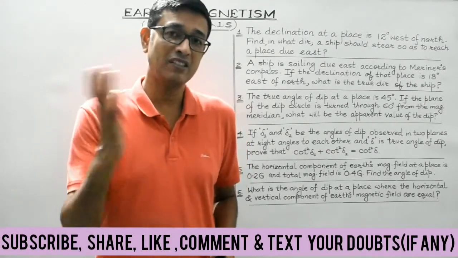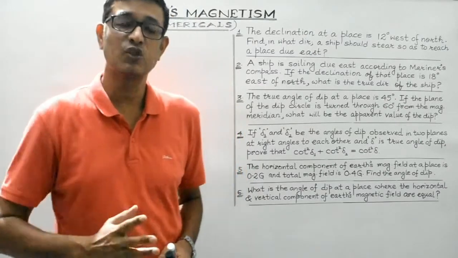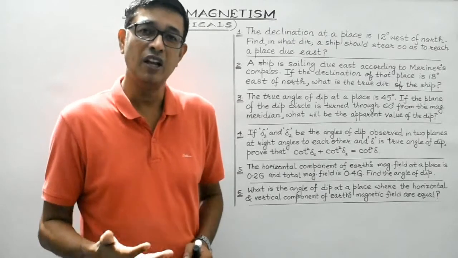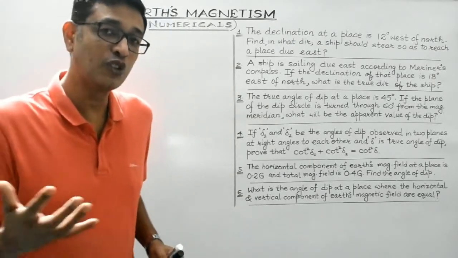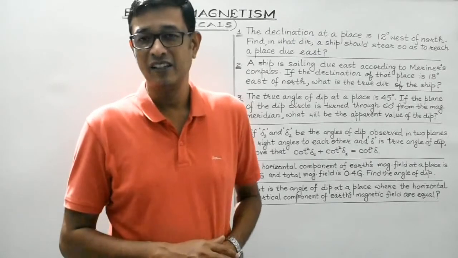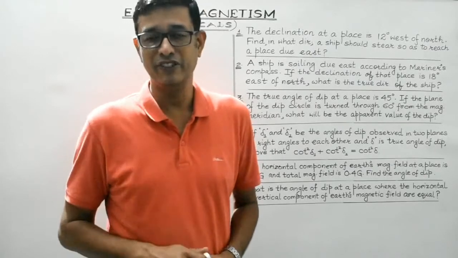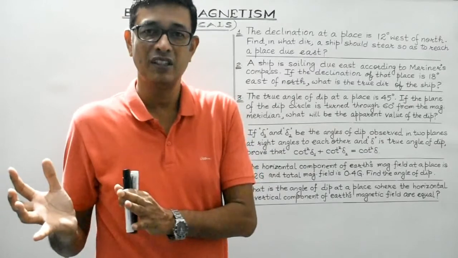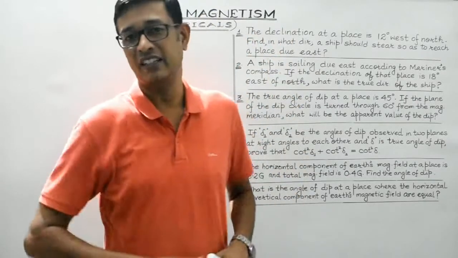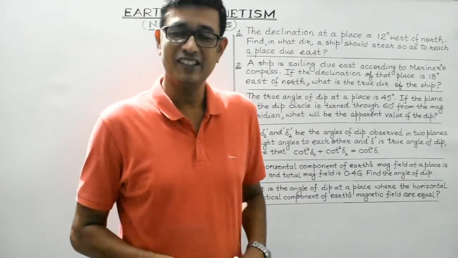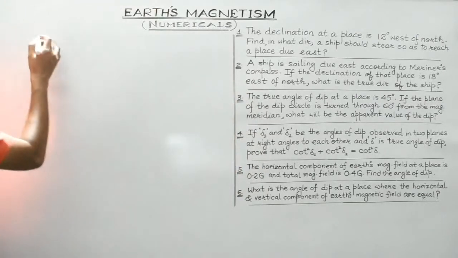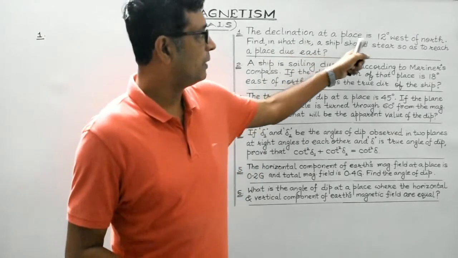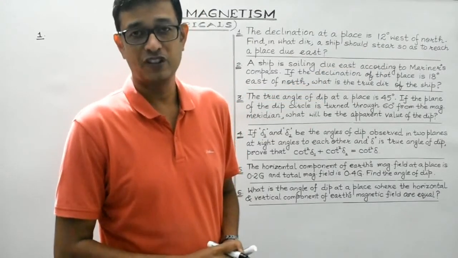In the previous lectures, what we have discussed was magnetic elements of Earth. We have discussed magnetic declination, magnetic inclination, horizontal component of Earth's magnetic field, and then various terms and definitions. Now let's make use of those theoretical concepts in solving these selected numericals. Let's start with the first question then. First question is, students, the declination at a place is 12 degrees east of north.